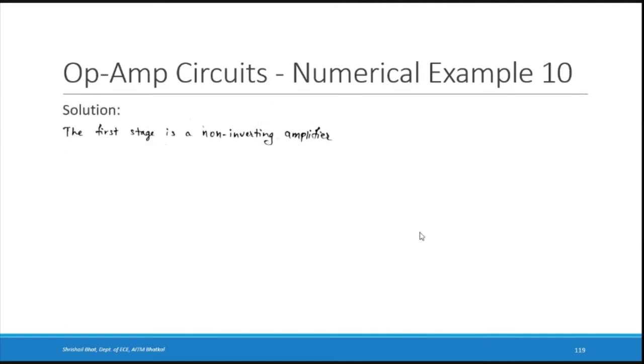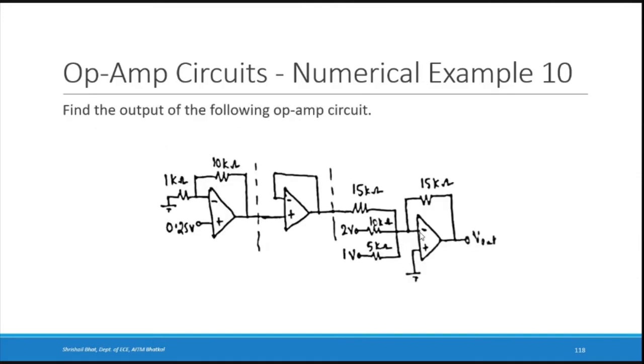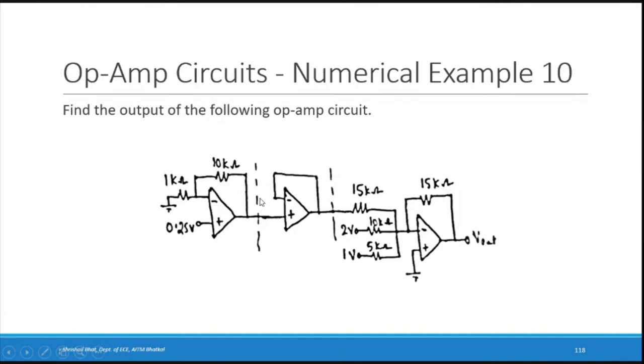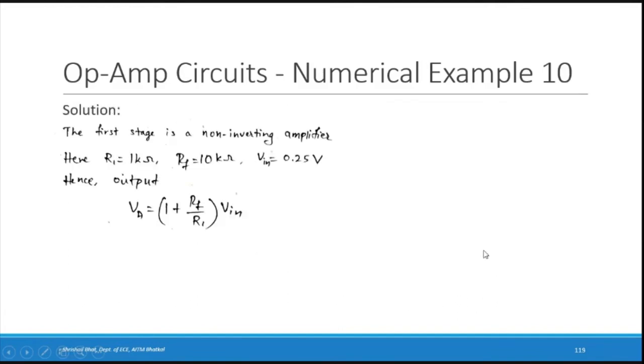The first stage is a non-inverting amplifier where R1 is equal to 1K, RF is equal to 10K, and input voltage is 0.25 volts. We know the output of a non-inverting amplifier is 1 plus RF by R1 into Vin. We will take that value as VA. At this point we will consider it VA, here VB, and here Vout. So VA is 1 plus RF by R1 into Vin.